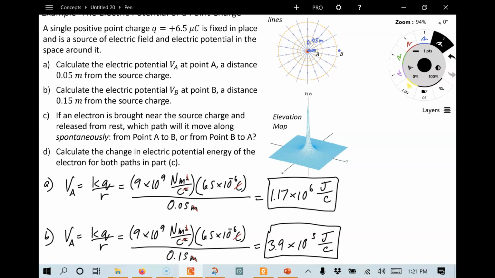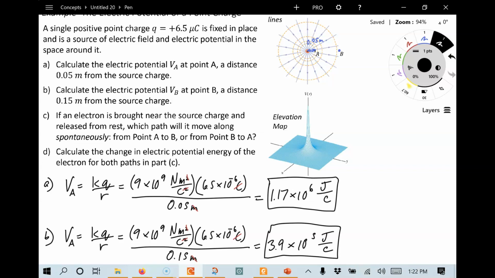Let's look at the next part. We're going to transition back to what we were doing before. So this first charge, Q, positive 6.5 microcoulombs, is fixed in place. It created this electric potential in the space around it. It's not going anywhere. It's not doing anything. We're going to bring in another charge, an electron, and see what happens to that electron due to the electric potential that the first charge created.